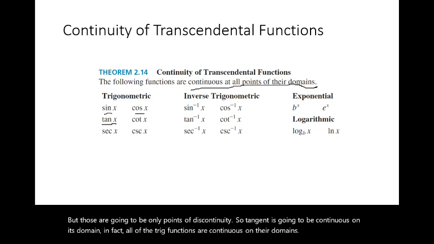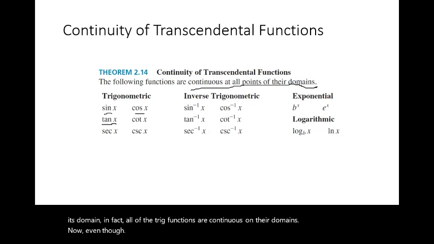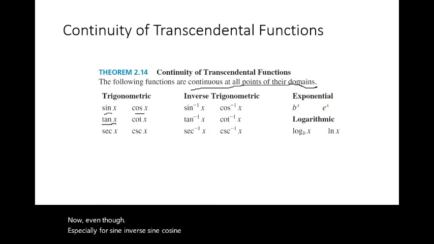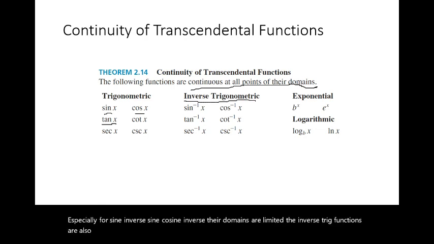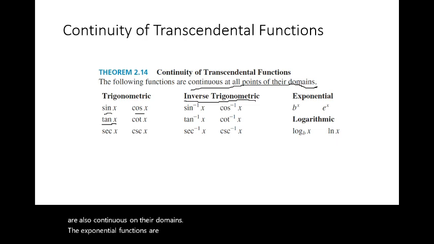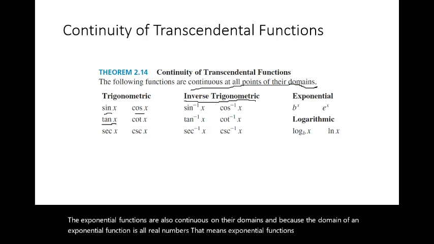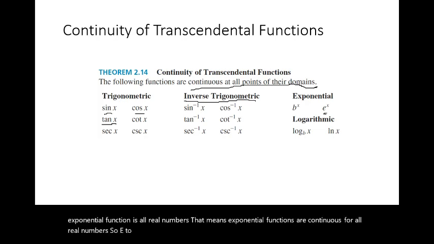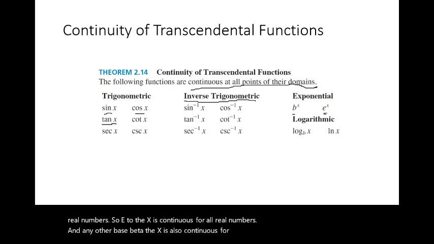Now, even though, especially for sine inverse and cosine inverse, their domains are limited, the inverse trig functions are also continuous on their domains. The exponential functions are also continuous on their domains, and because the domain of an exponential function is all real numbers, that means exponential functions are continuous for all real numbers. So e to the x is continuous for all real numbers, and any other base b to the x is also continuous for all real numbers.